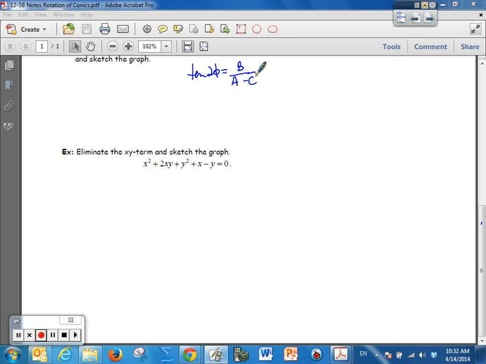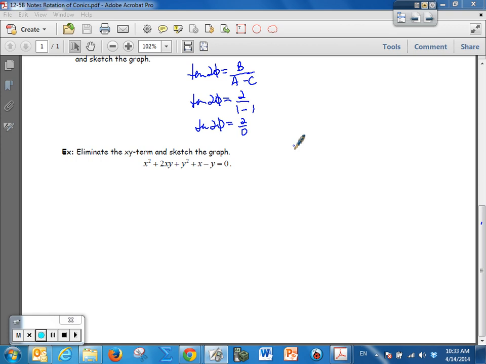Let's read this information off of our problem. So I have tangent of 2 phi equals, b would be 2, a is 1, and c is 1. So I get tangent of 2 phi equals 2 over 0.